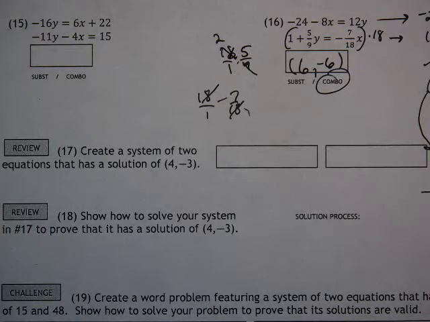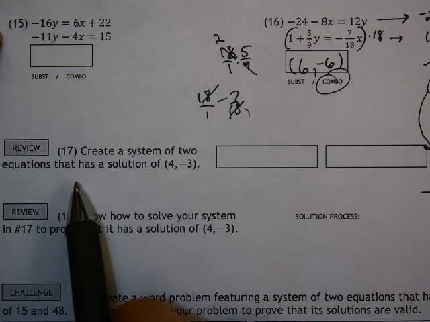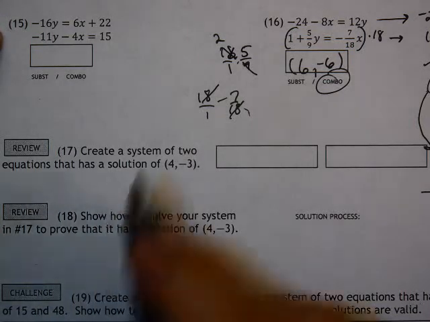Algebra 2 worksheet 4.6 number 17. This is working with a system of equations, which is concept 4. And the problem asks us to create a system of two equations that has a solution of (4, -3).